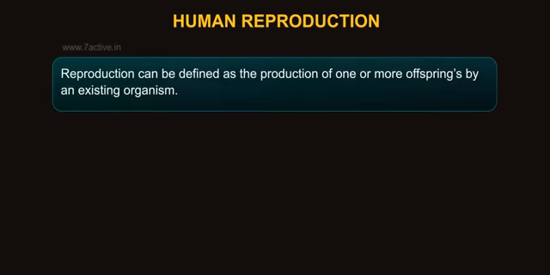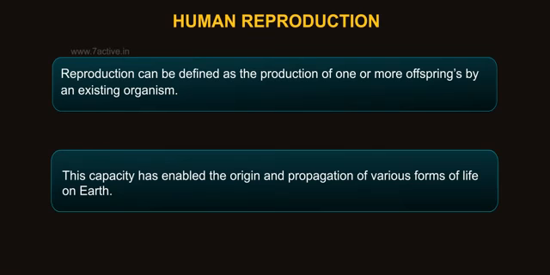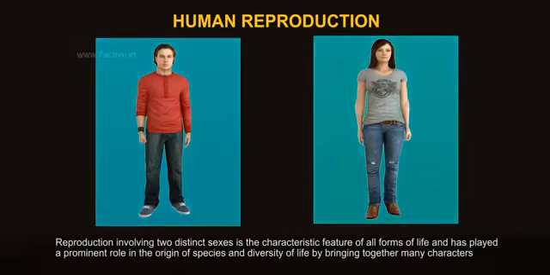Human reproduction. Reproduction can be defined as the production of one or more offspring by an existing organism. This capacity has enabled the origin and propagation of various forms of life on Earth.